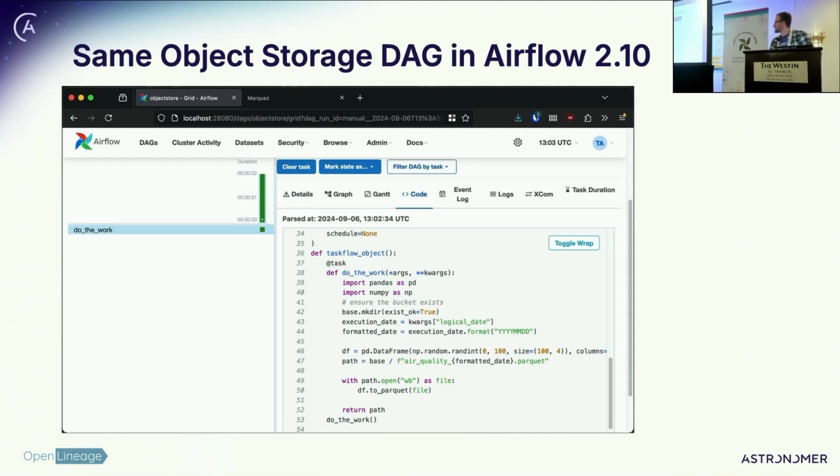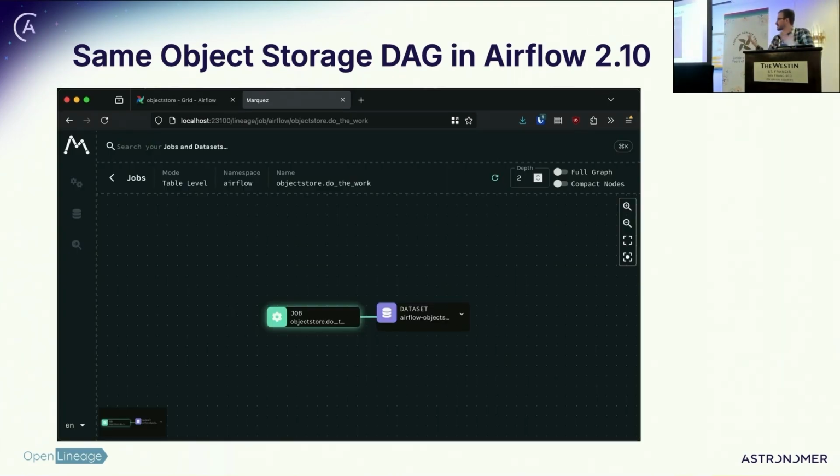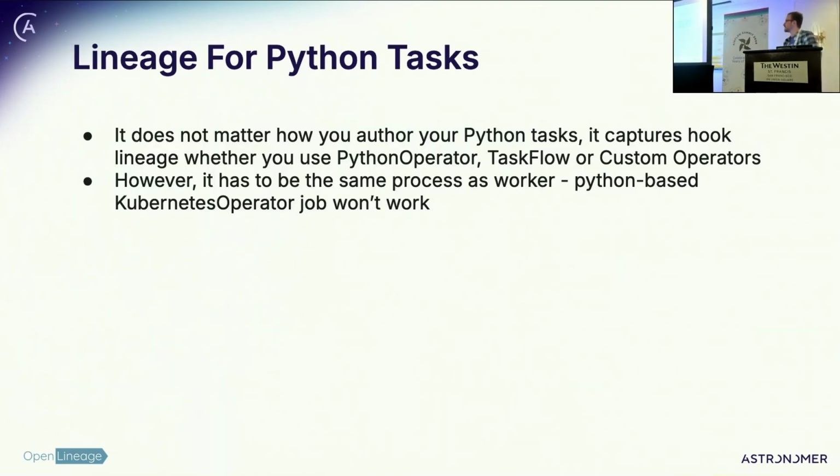And let's look at the same DAG in 2.10, and this is now producing a dataset. So exactly what we want to achieve. Also, it doesn't matter whether you use Python operator, TaskFlow, custom operators, or even some operators that don't have the implementation yet. All of those can gather data from hooks and the manipulator. It's just that they have to use hooks.